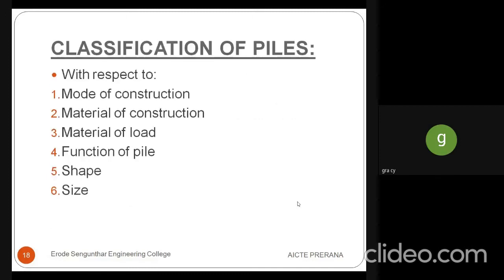Then we can see the classification of the piles with respect to mode of construction. First one is mode of construction, second is material of construction, third is material of load, fourth is function of pile, fifth is shape, and sixth one is size.